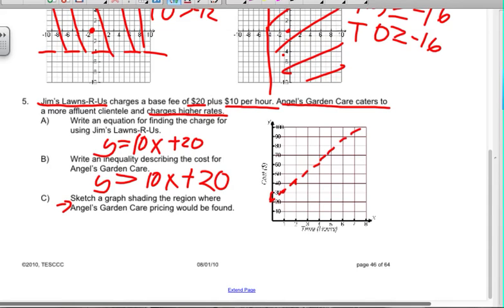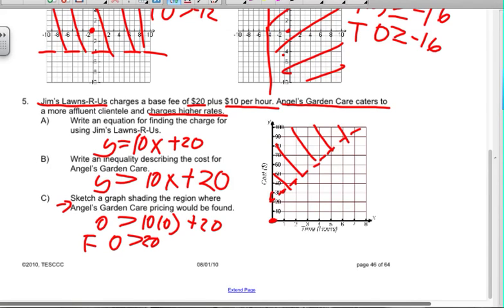All right, there's 0, 0, so let's check it out. Is 0 going to be bigger than plus 20? Or is 0 going to be bigger than 20? That's false. So Angel's pricing is going to be found up in this area. And this is what you will be doing on the next 2 pages.